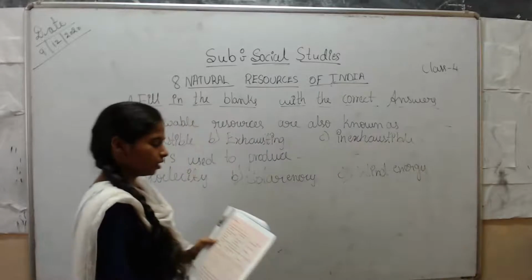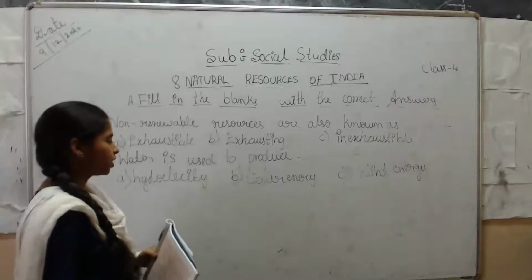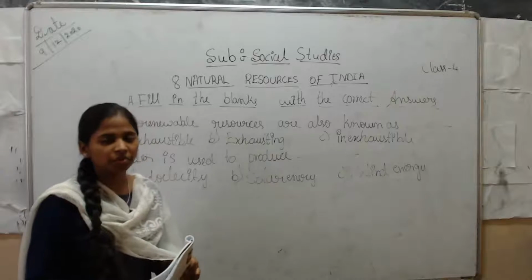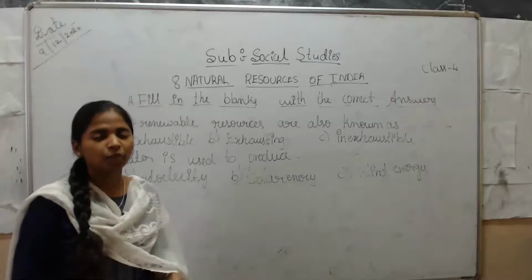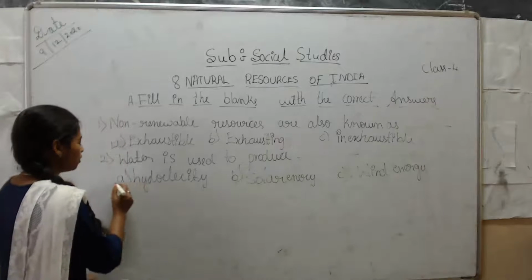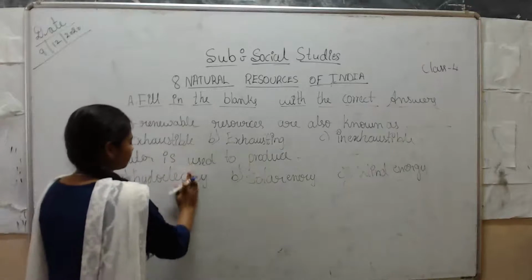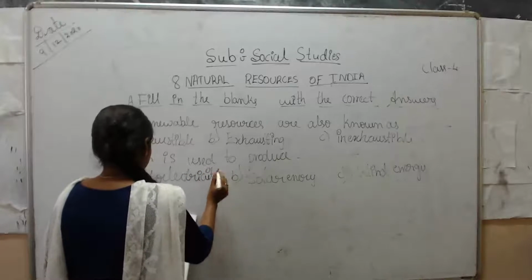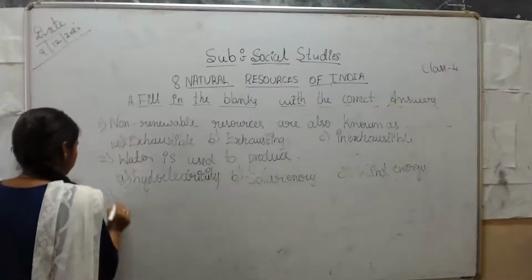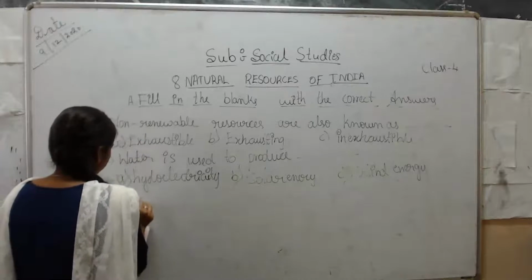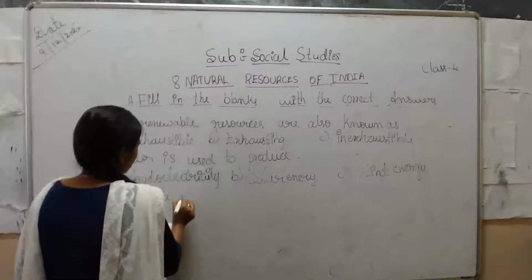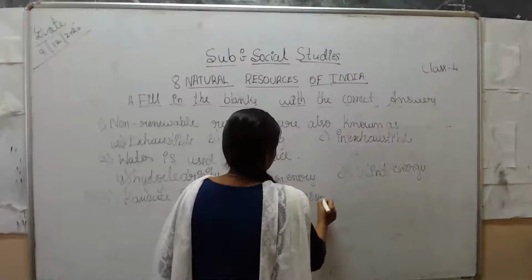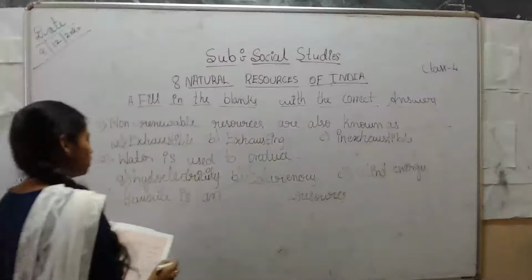The answer to the second question: water is used to produce, by using water, what kind of energy can you produce, they are asking. I told you, electricity can be produced from water, which is known as hydroelectricity. Then the third question: bauxite is a dash resource.